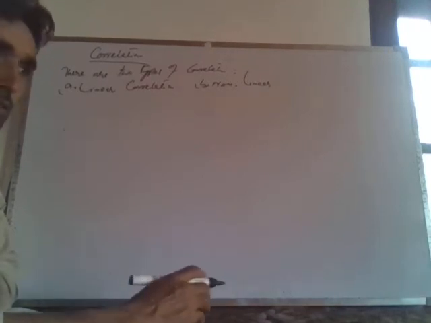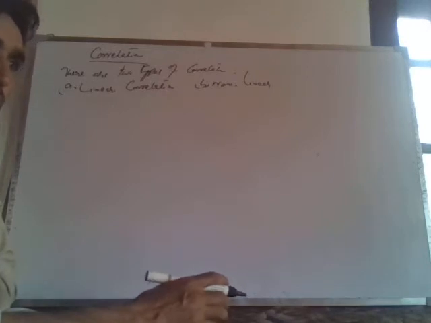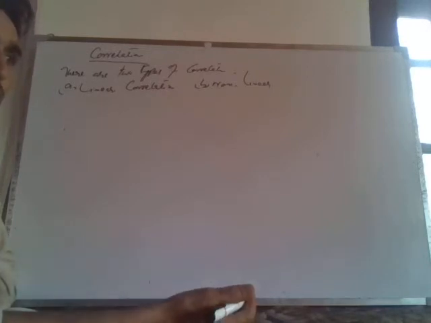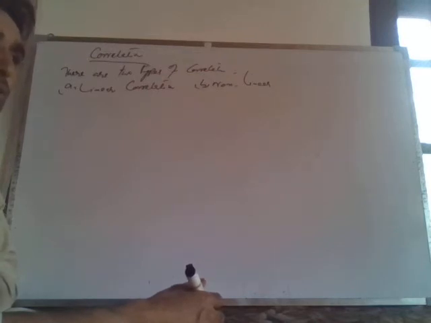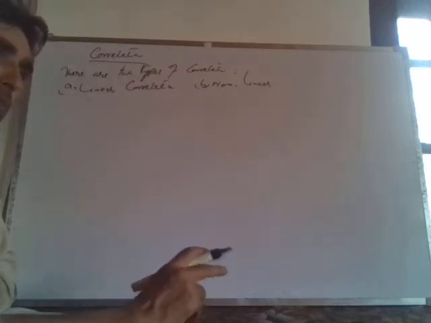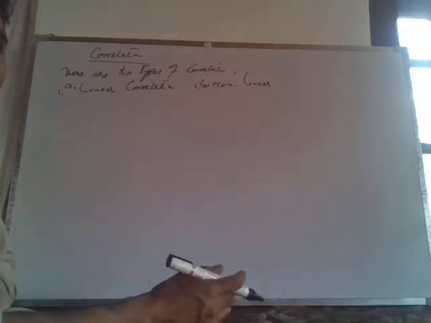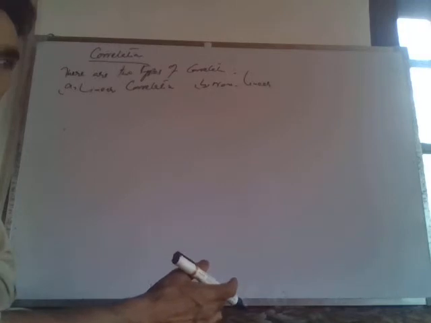Yesterday in the last lecture we studied about positive and negative correlation. It was quite simple. Positive correlation means when one variable increases, another also increases. That means when two variables move in the same direction. Next was negative correlation, when two variables move in the opposite direction to each other. One increases, another decreases. One decreases, another increases.